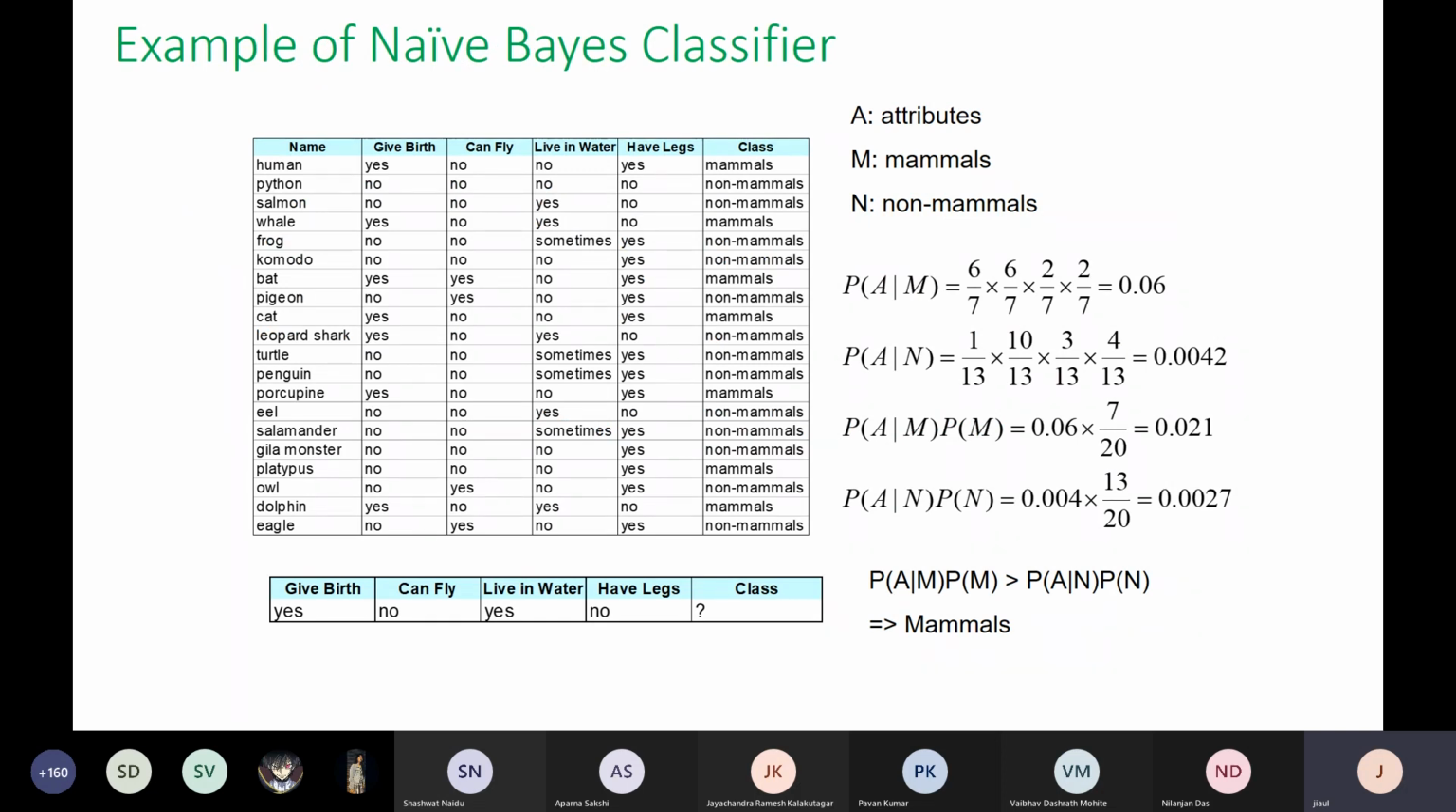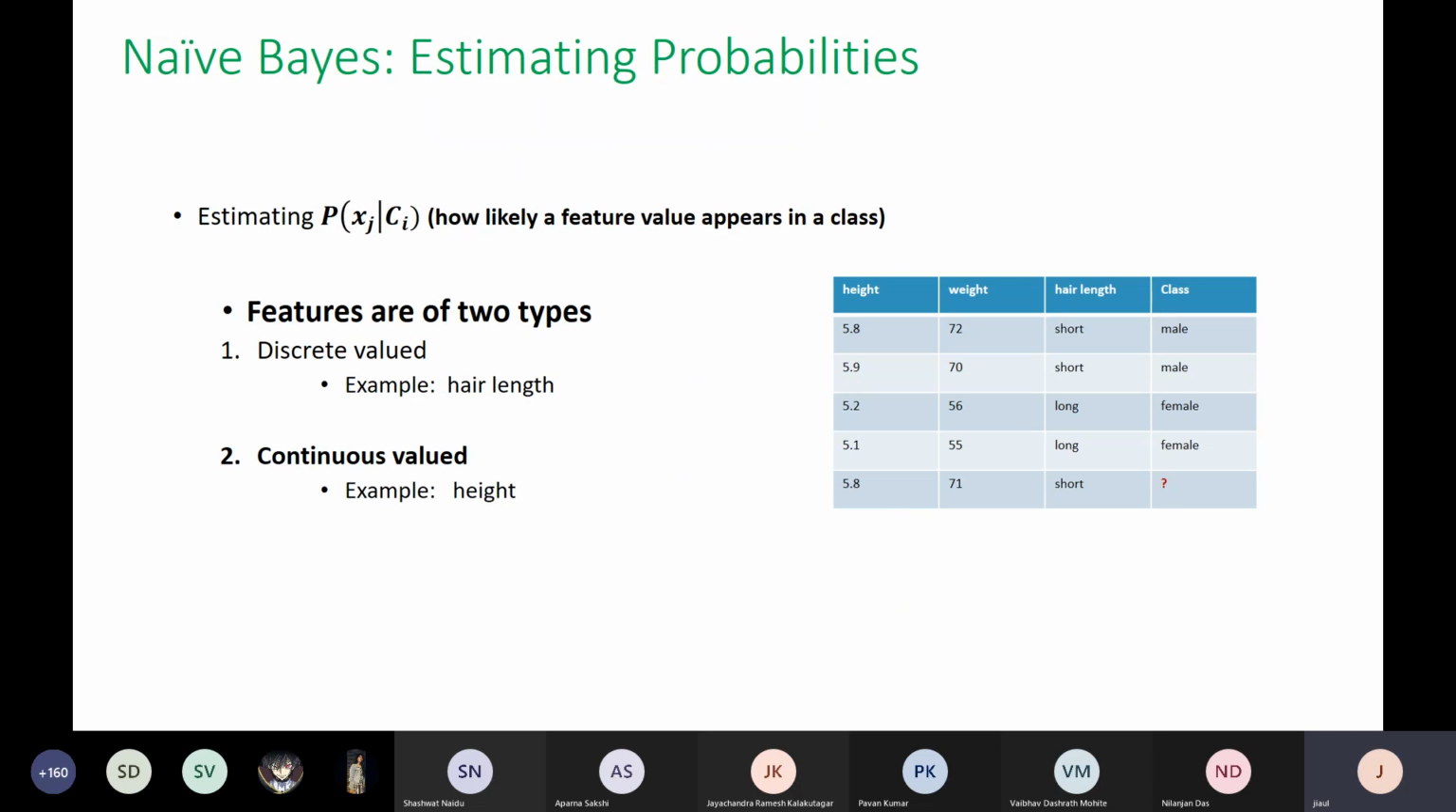You can just take a look offline. That's just simple numerical examples that I mentioned here, so you can see it. But anyhow, a more substantive issue. Ultimately, we have to estimate this class conditional probability. Given a particular observation, a value of a particular attribute, given a particular class, what is the probability that this value is coming from that particular class? So in a sense, how likely a feature value appears in a class.